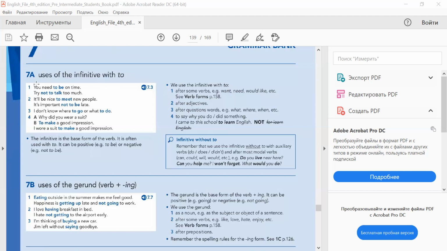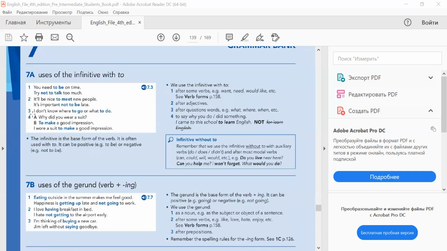Например, try not to come late, да? Или try to avoid eating fast food и так далее, и так далее. После try употребляем инфинитив. Next, it will be nice to meet new people. It's important not to be late. We use infinitives with to after adjectives. После прилагательных мы также употребляем инфинитив, да? Где эти прилагательные? Вот они. Nice and important.